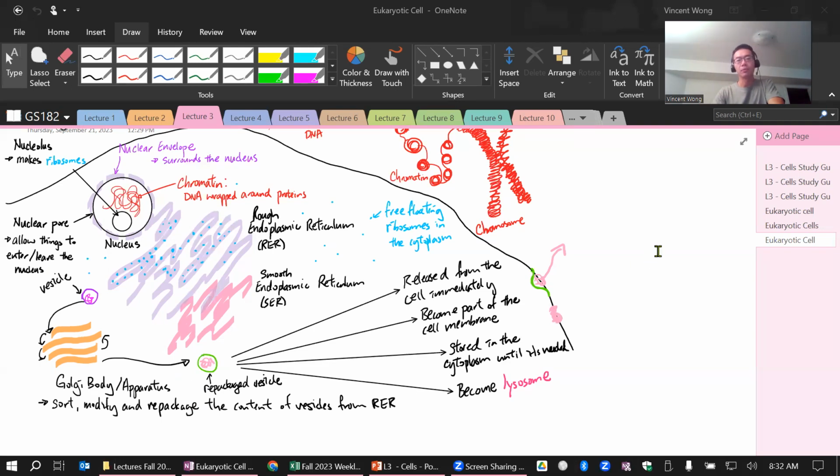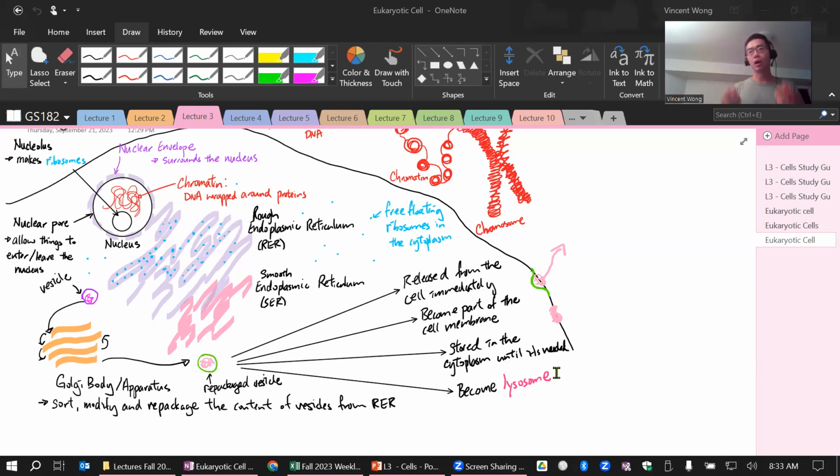This vesicle can be released from the cell for immediate use. It might stay in the cell until it is needed, or it could become part of the cell membrane. And sometimes it could even become the lysosome, which is another part of the endomembrane system. Now, the lysosome is basically a specialized vesicle that has a mixture of enzymes in it. And these enzymes are responsible for breaking down various things that enter the cell.